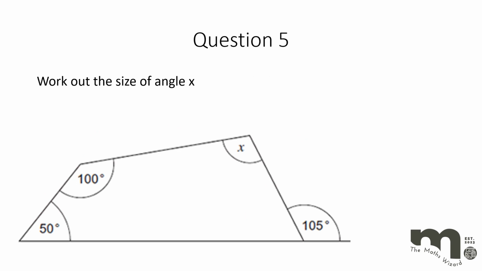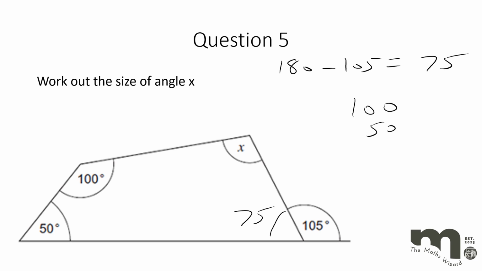Again, I want you to work out the size of angle X. First of all, we need to take that 105 away from 180, because we've got angles on a straight line here. This side has been extended to form a straight line. If we take that away from 180, that will give us 75 degrees. So now we know that's 75 degrees.